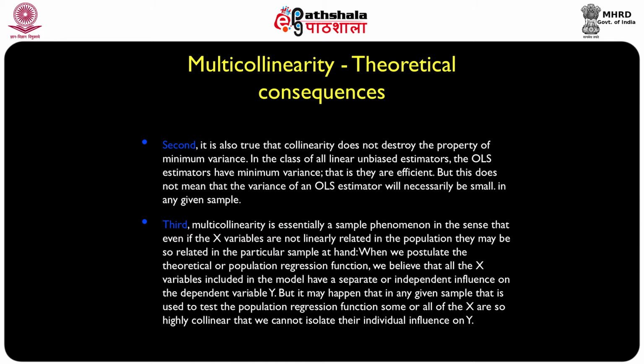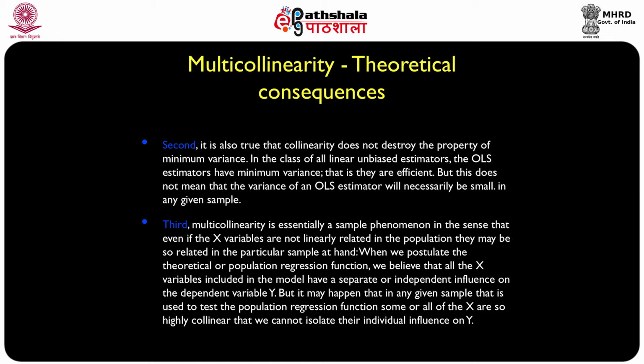The second theoretical consequence of multicollinearity is that it is also true that collinearity does not destroy the property of minimum variance. In the class of all linear unbiased estimators, the ordinary least square estimators have minimum variance. That is, they are the most efficient. But this does not mean that the variance of an OLS estimator will necessarily be a small number in any given sample.